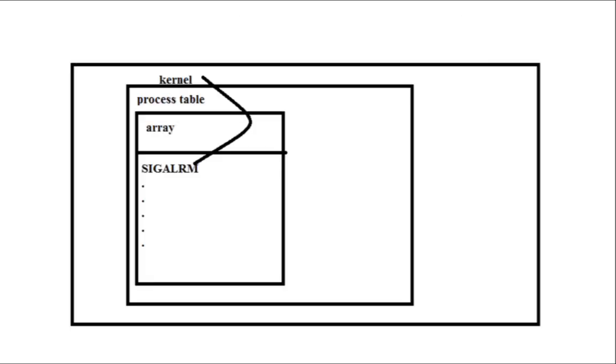So you can see here. This is the simple diagram here. Here the kernel is going to maintain a process table. In the process table, along with the process details, I am going to maintain the array of signals. You can see here, what is the signal that is present in the array here? SIGALRM.